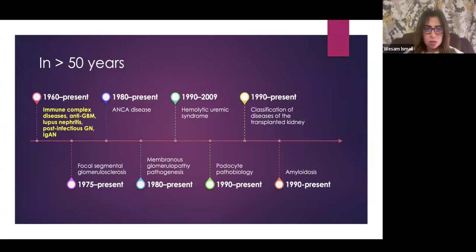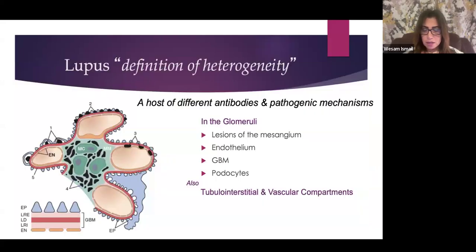This has included a lot of immune complex diseases, anti-GBM, mainly lupus nephritis, the way we learned to look at post-infectious GN, the development of C3GN. Also, it has been applicable to ANCA disease, to how we have considered TMA and HUS, the classification of diseases of the transplanted kidney, membranous glomerulopathy and how we look at it, FSGS and how currently it's a clinico-pathological approach, the classification of amyloidosis, and so on. So we have been changing the concept that we look at diseases.